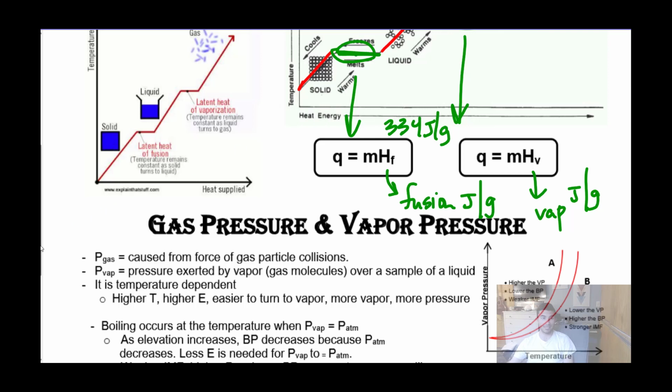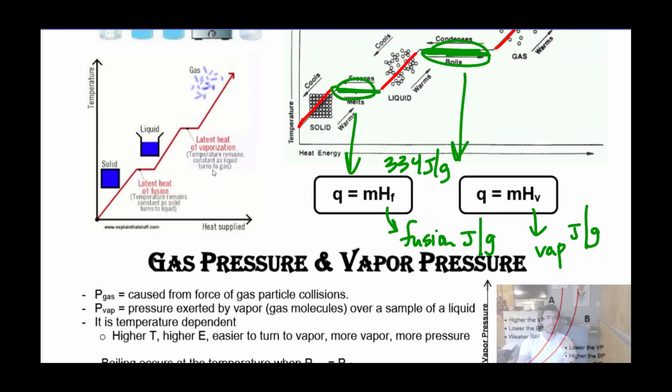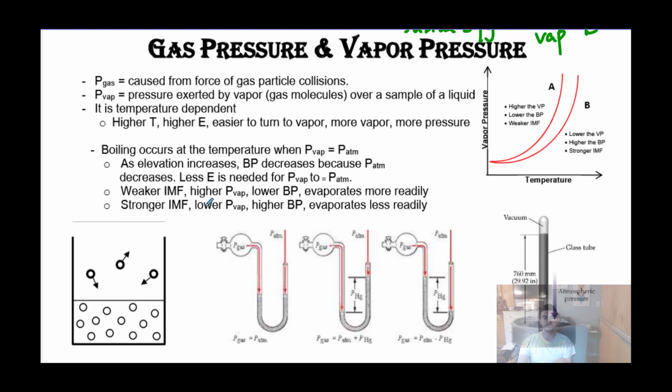Because freezing and melting happen at the same point, and heat of vaporization works for both of these phase changes. Vaporization and condensation happen at the same temperature, it's just a matter of whether energy is going in or we are taking energy out of the substance.